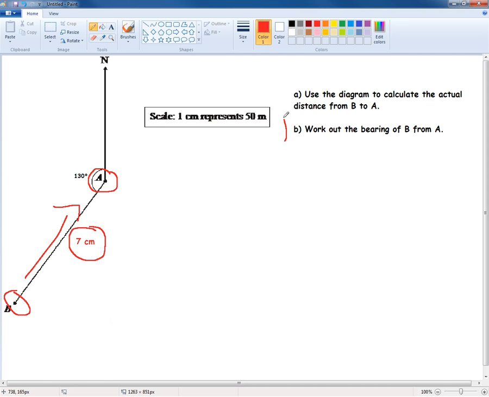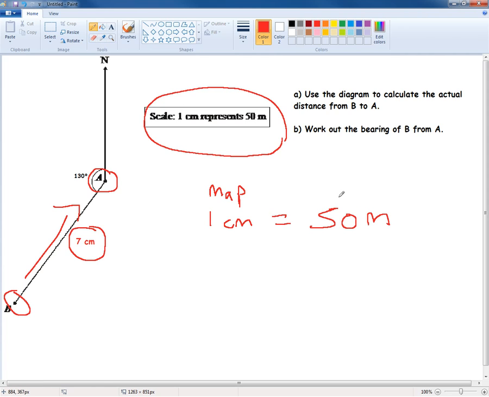Now we've got a scale here. This is important. This scale tells us all the information we need to answer this question. 1 centimeter on our diagram or map. In fact, let's write map because it's quicker. On our map equals 50 meters in the real world. So we know on our map that this distance is 7 centimeters.